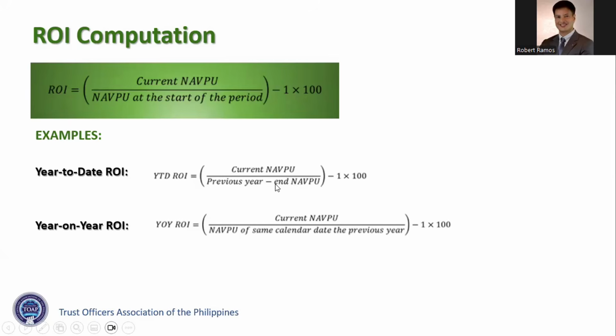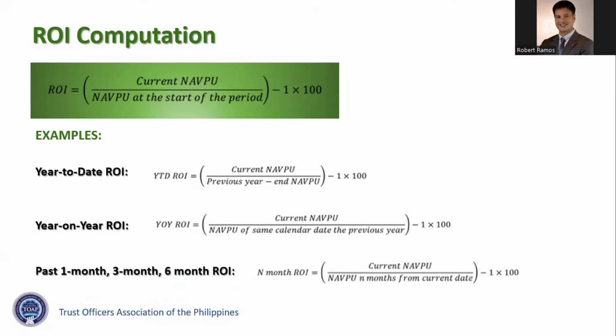Here, you use the previous year-end NAV pool, and here you use the NAV pool of the same calendar date of the previous year. You can compute 1 month, 3 month, or 6 month returns. All you have to do is incorporate the NAV pool either 1 month, 3 months, or 6 months from the current date, subtract 1, and multiply it by 100.